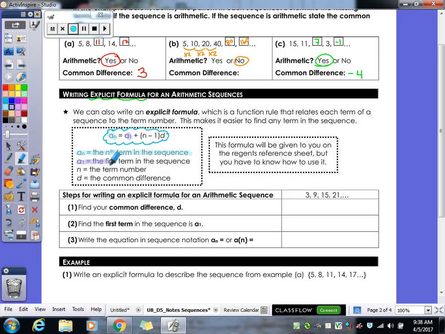A sub 1, that just means what is your first term. Remember that 1 in there tells us we're looking at the first term. Your n is the term number. So if I'm looking at my 20th term, my n is 20. If I'm looking at my 5th term, my n is a 5. It's just whichever one we're looking at. And then your d, that is your common difference. How are we getting from one term to the next in our sequence here?